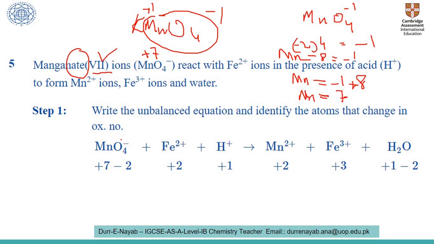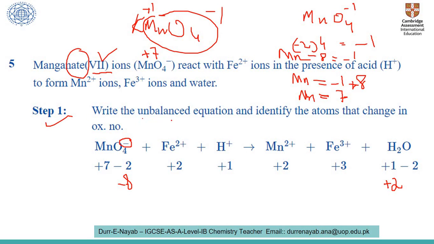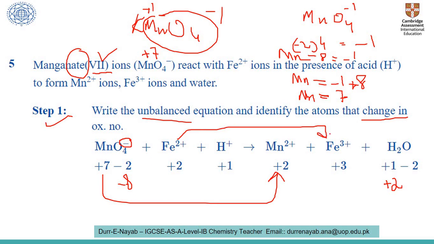Oxygen is -2, for the 4 it is -8. Manganese here will be +7 because the charge is -1. Iron is +2, hydrogen is +1. Manganese here is +2, iron here is +3. Oxygen -2, for 1 hydrogen +1, and for 2 it will be +2. This is the first step where we write the unbalanced equation and identify the change in the oxidation number. So we found the manganese changed from +7 to +2, and iron from +2 to +3.